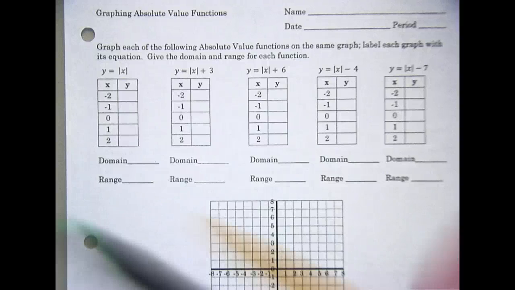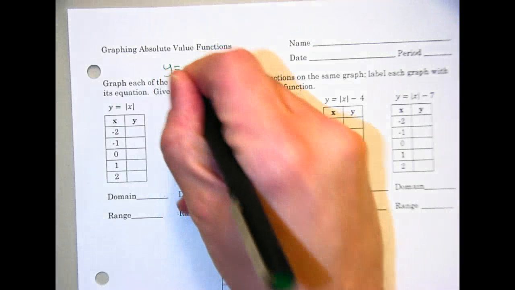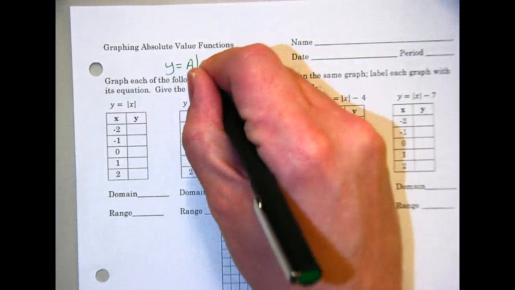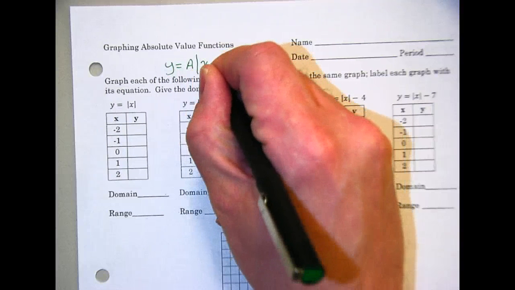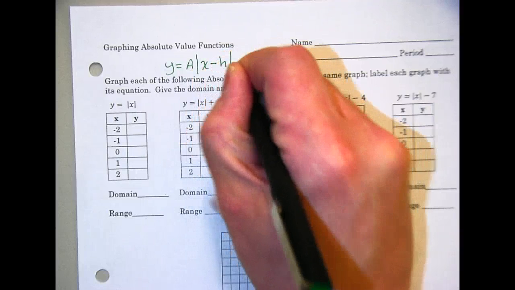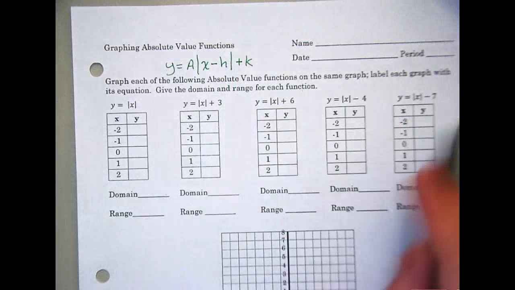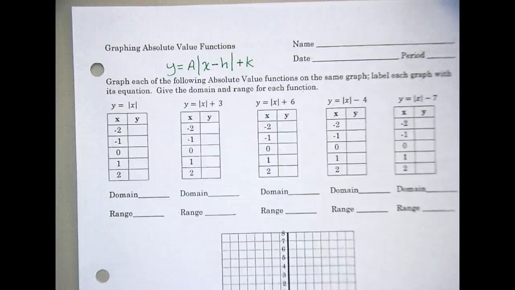Good. Remember your standard form: y equals, what goes first? A times the absolute value of x minus h, plus k. Tell your neighbor how you know this is a k shift. Because it's on the outside of the absolute value and on the opposite side of the a. Okay, Parker, how do you know? Okay, the number is outside the absolute value. Cole, you agree with that?